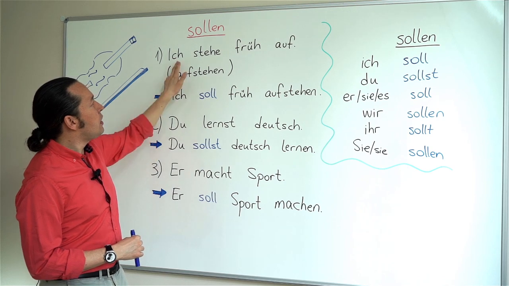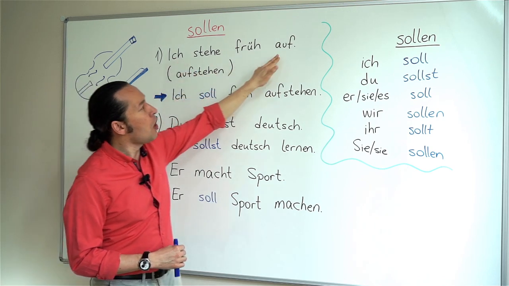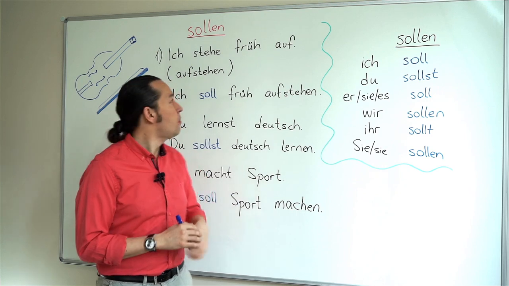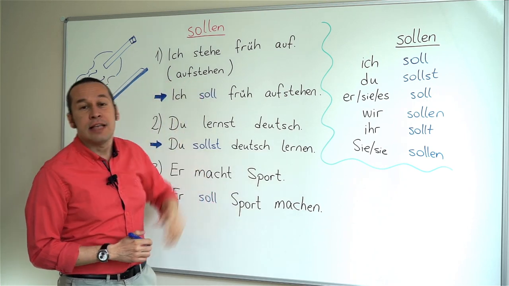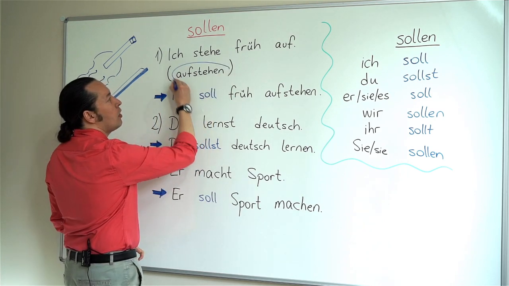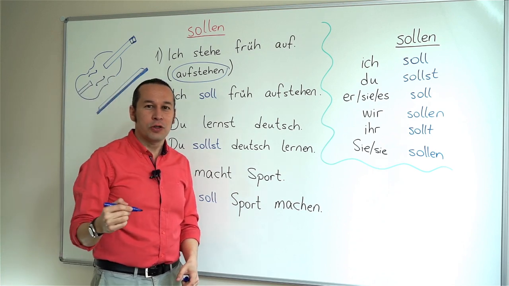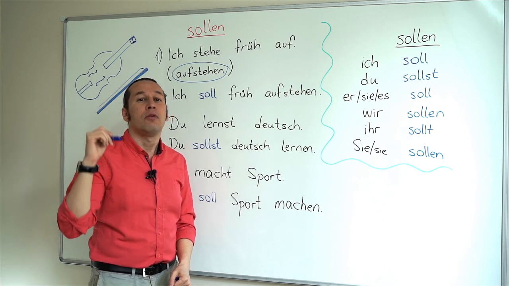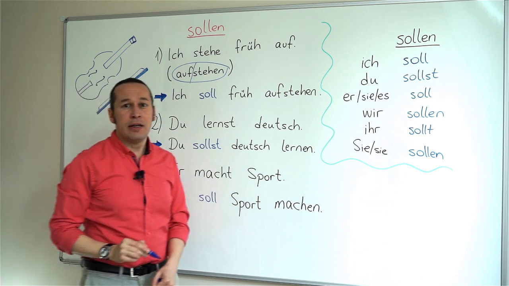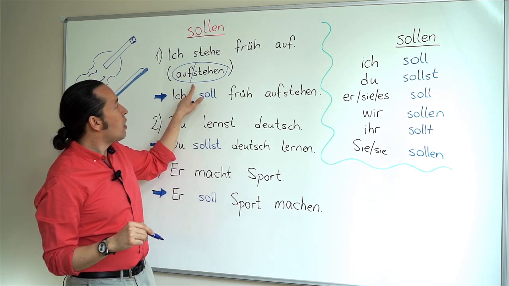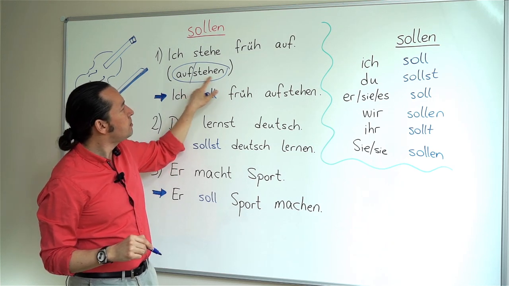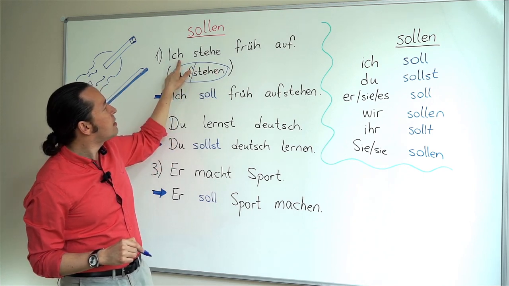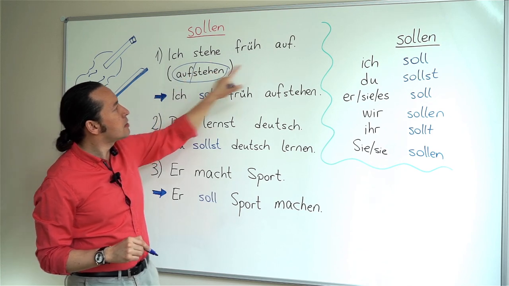In the first sentence we see ich stehe früh auf. Aufstehen, as we had before in the trennbare Verben, is a separable verb, and in the infinitive form it's written as aufstehen. We had that before in detail. For those who didn't watch the video, I strongly recommend you watch the trennbare Verben, which stands for separable verbs, okay? Here, aufstehen, as I mentioned before, we are going to conjugate with stehen, with the stem. And according to ich, it will be conjugated as ich stehe, and here this gets the ending.